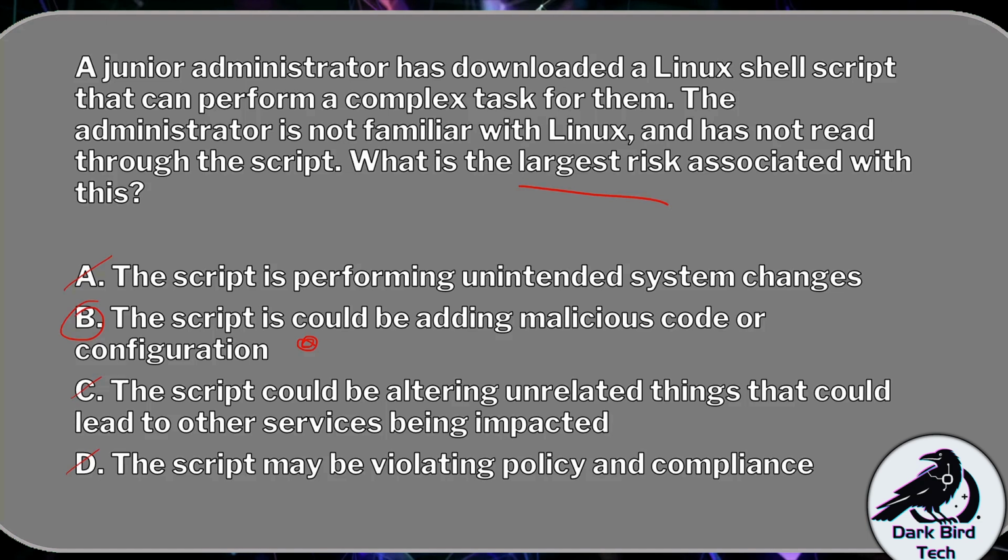Now, if you were sitting with this kind of question in the exam and you sit there going, but all of these are major concerns, true. Remember, largest risk is what we're after here. A common tactic in the A+ Core 2 exam is to give you a bunch of valid options, and you've got to figure out what's the first, what's the best, what's the biggest, what's the least, whatever it is they're asking for. And for me, that would be, it's adding malicious code.